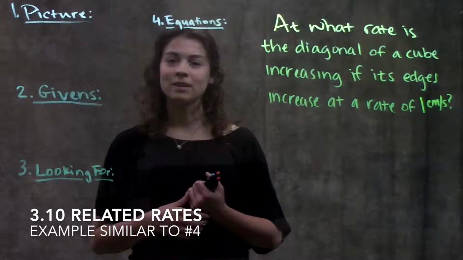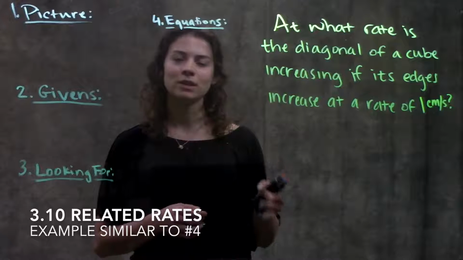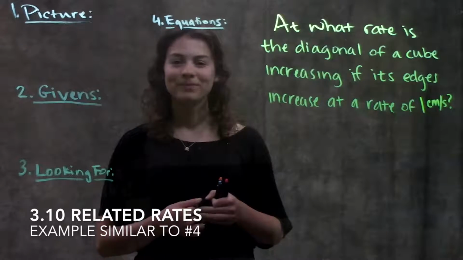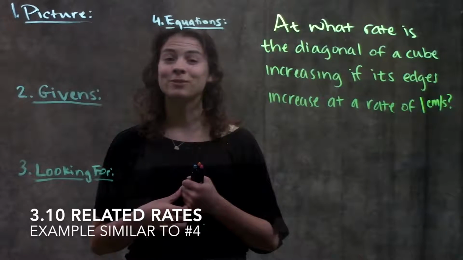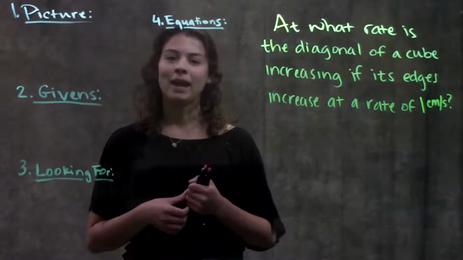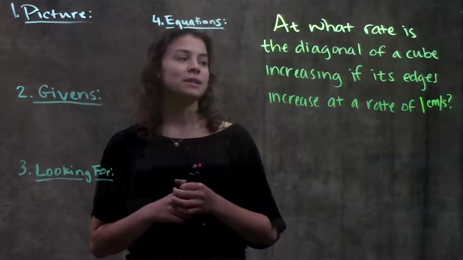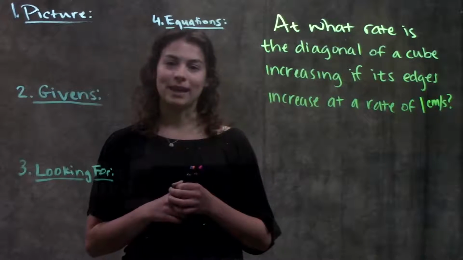So hopefully by the end of the video, you not only understand how to go through this problem, but also have a better idea of how to approach the other problems in this section. So let's go through this example. This is really similar to number 4 in your book. It asks us, at what rate is the diagonal of a cube increasing if its edges increase at a rate of 1 centimeter per second?